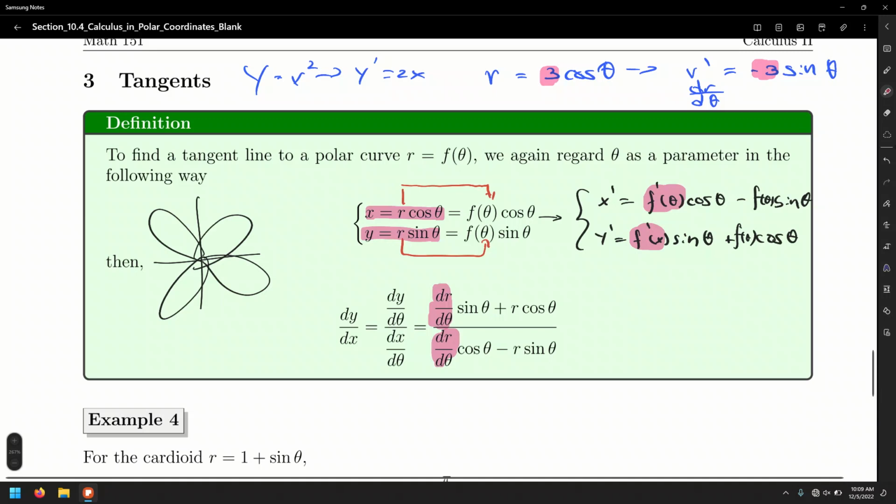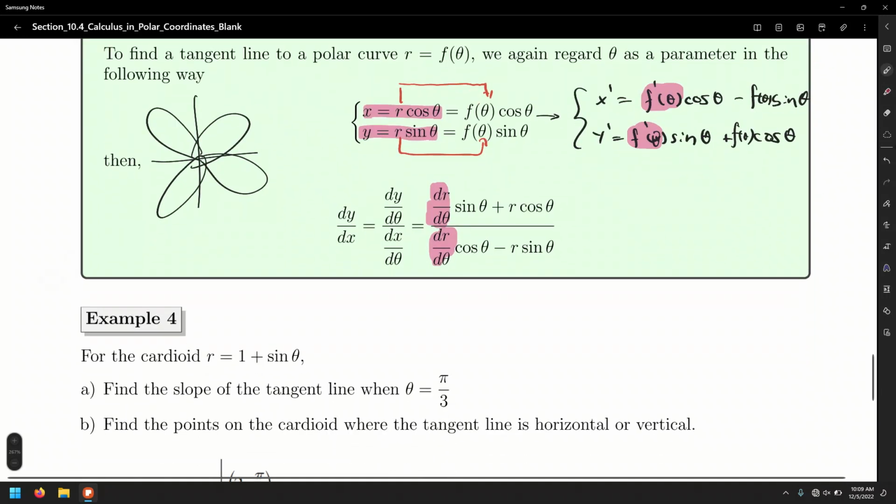On the y derivative, was that meant to be x or theta? Which one? Oh, yes, this one right here. Yep, this one has to be theta. Thank you. So let's go ahead and do one example.